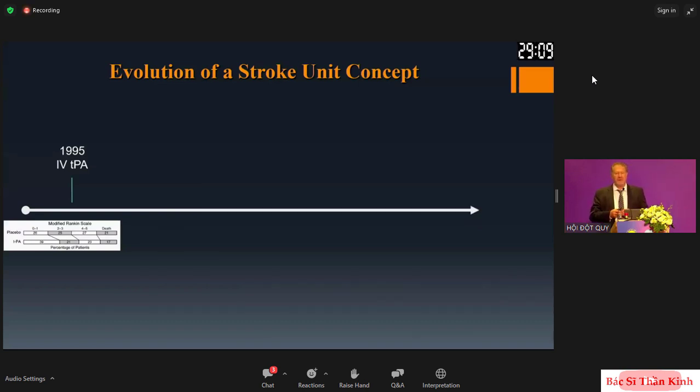So what's the first approved stroke therapy, or I should say not first approved, but what was shown as the first effective stroke treatment? It was not IV tPA. What was it? It was interdisciplinary stroke units.